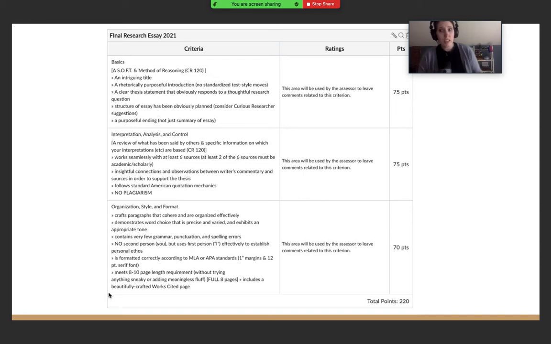Finally, organization, style, and format. This is getting you points for creating paragraphs that are coherent, using word choice that is precise, varied, and exhibits an appropriate tone, grammar and spelling. Run it through spell check.